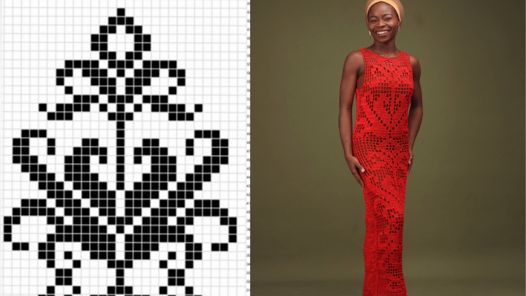So following that chart from beginning to the end will just ensure that by the time you're done with your project, you're going to have the same exact thing that you see on the chart on your crochet fabric. I'm going to put up the chart as well as the dress so that you can compare for yourself, and you'll see that the chart is exactly the same thing that I have on my dress. This is why it is important to create the chart.